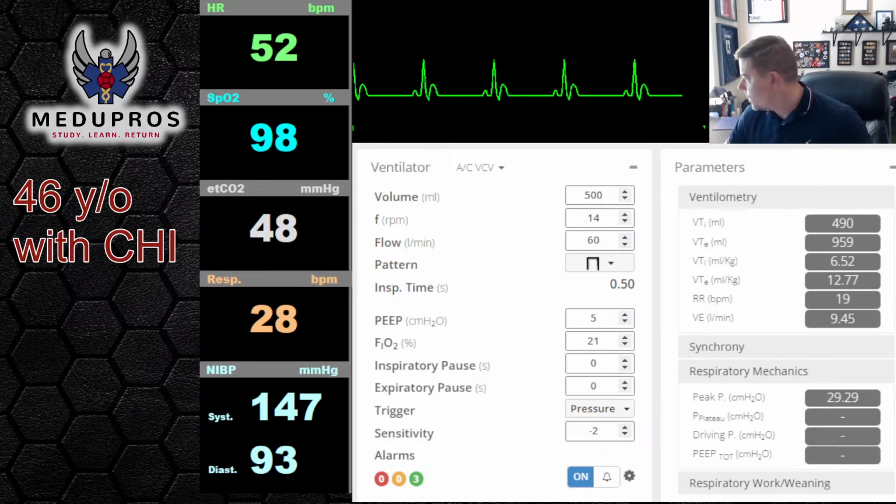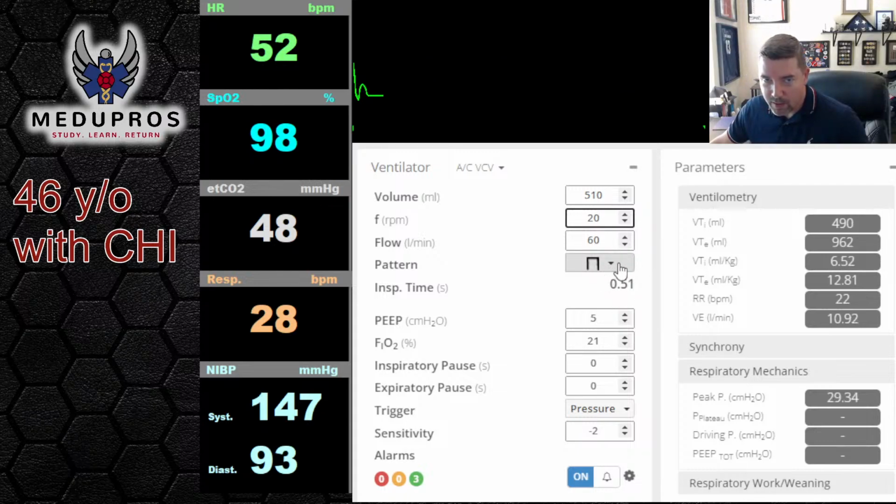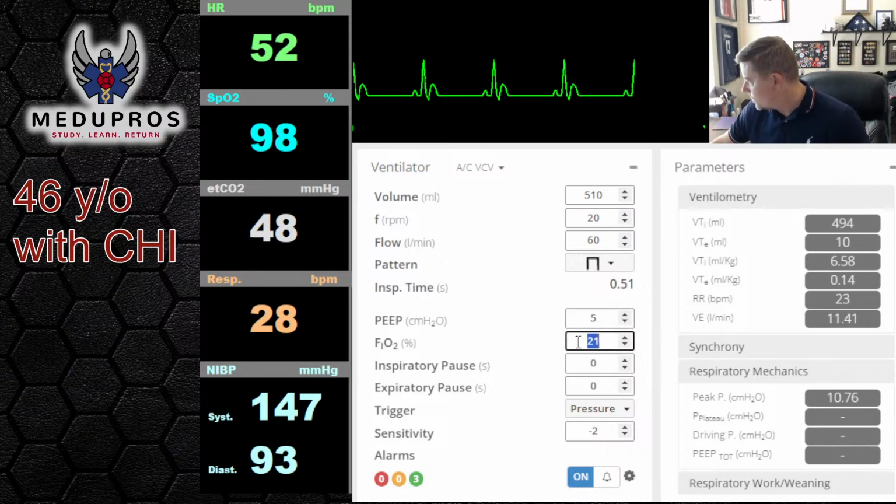Now I would go back and slam this guy and say, okay, this is what we're doing. All right, so let's put in 510, 20 rate. We'll keep the flow kind of as set, pattern as set. This is just stuff that the transport ventilators already have programmed. PEEP of 5, FiO2, let's do that at 1.0, 100%. All right, and I'll confirm all that.